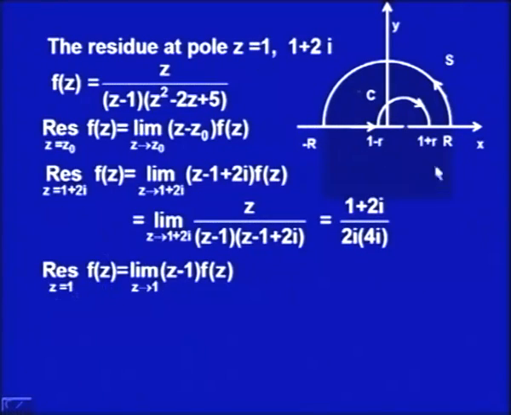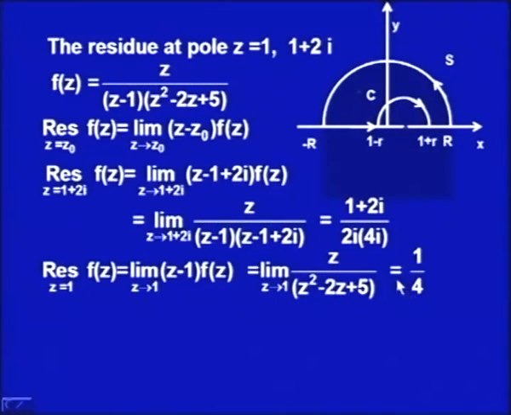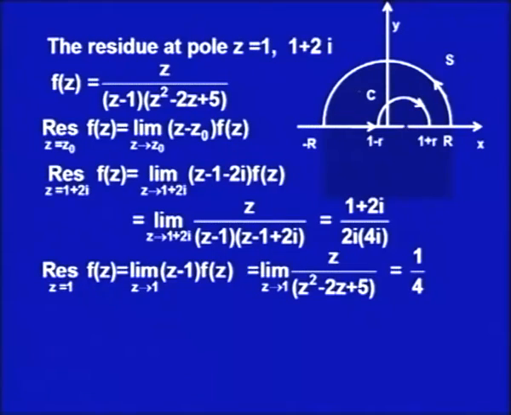Then the residue at the pole z is equal to 1. Again by the same definition, it is the limit as z approaches 1 of (z minus 1) into f(z). The function would be z upon z square minus 2z plus 5, evaluated at z is equal to 1. The numerator would be 1, the denominator would be 1 minus 2 plus 5, so we get 1 by 4. So, we got the residue at z is equal to 1 as 1 by 4 and at z is equal to 1 plus 2i as 1 plus 2i upon 2i into 4i.